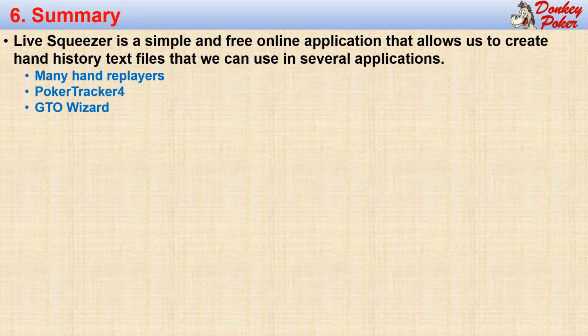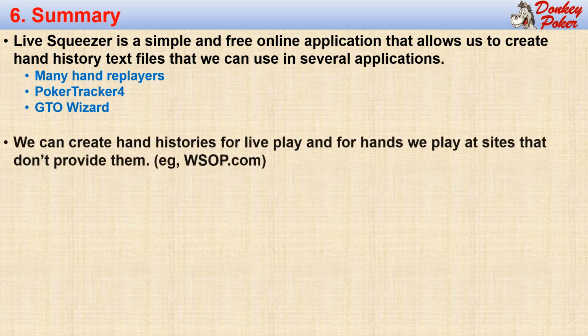Live Squeezer is a simple and free online application that we can use to create hand history text files that we can import into several applications, including many hand replayers, database programs such as Hold'em Tracker, and GTO solvers such as GTO Wizard. We can create hand histories from our live play, and we could also create them for online hands that aren't downloaded to our computer.